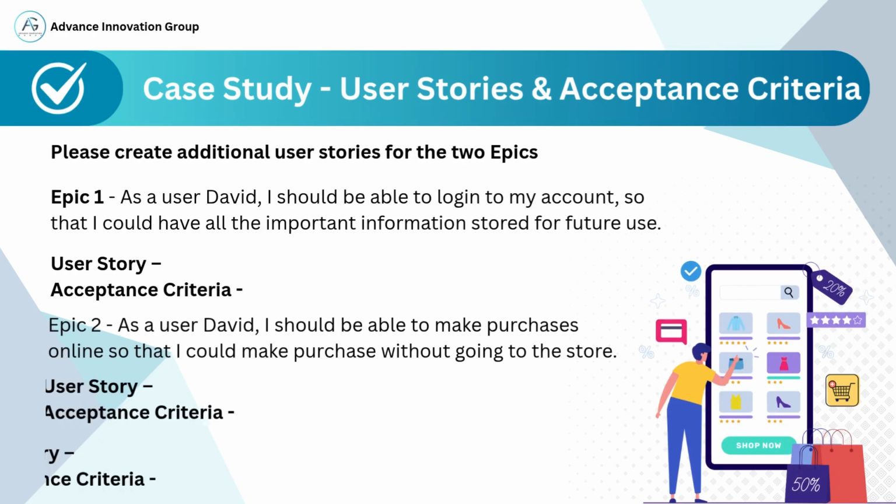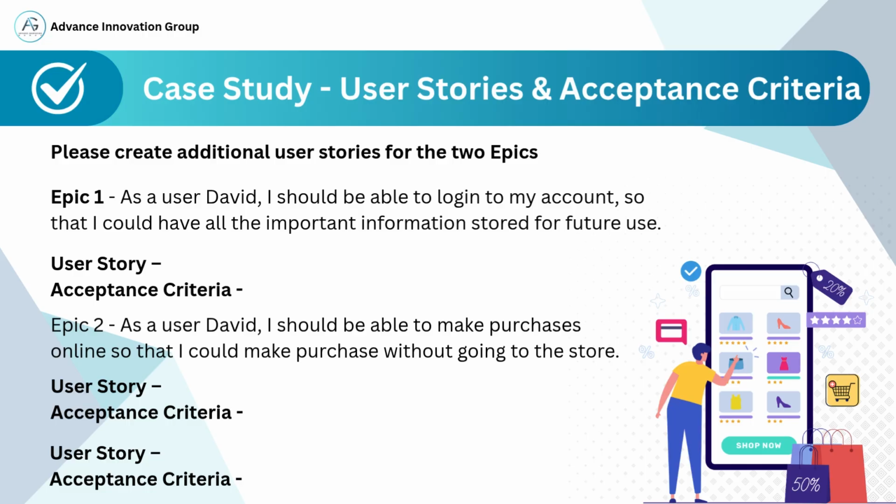In this epic, the goal is to enable a smooth and secure login experience for the user, David. To support this, we've created a series of user stories that handle account creation, password recovery, and session retention. The first user story ensures that users can register using their email or phone number. This flexibility increases accessibility for all types of users.